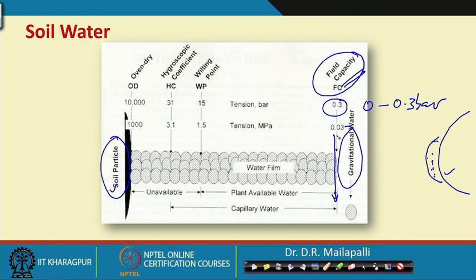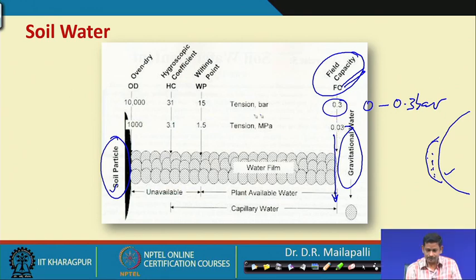Then from 0.3 to 15 bar tension, the water which is held by 15 bar tension is called the wilting point. We call the water to be at wilting point. The water which is available for the plant lies between field capacity and wilting point. This is called plant available water.